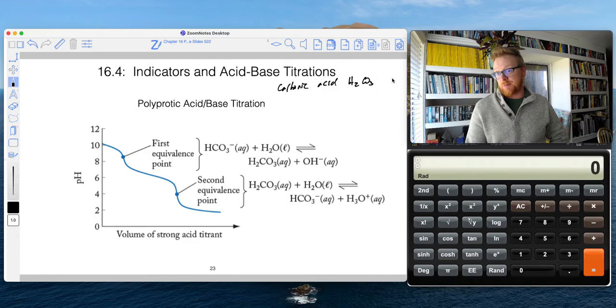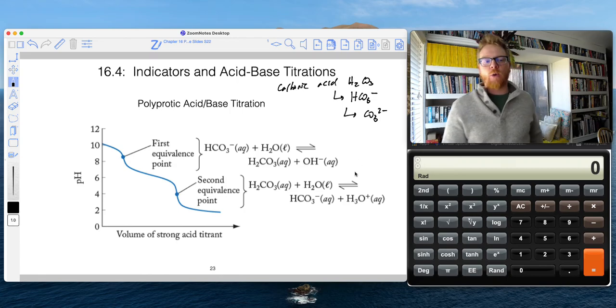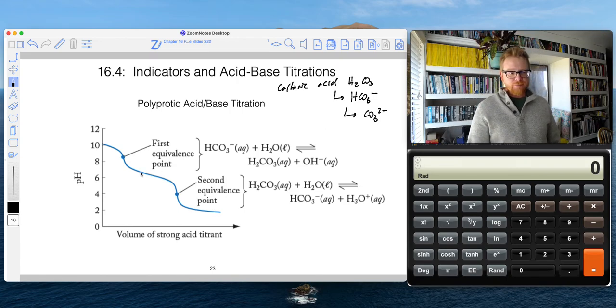So we have our carbonic acid. The conjugate base of that is bicarbonate, okay? And the conjugate base of bicarbonate is just carbonate. So if we were starting over here at 0, we can imagine we're starting with just carbonate, and as we add this volume of strong acid titrant.